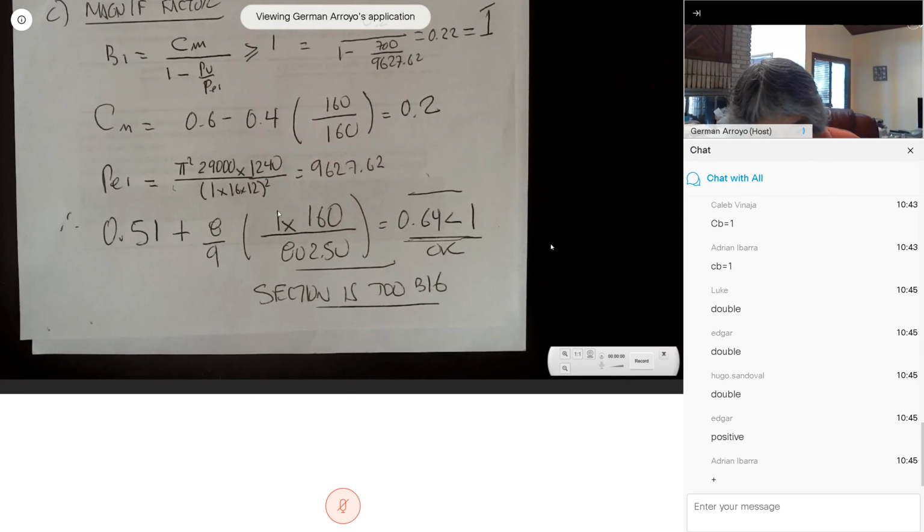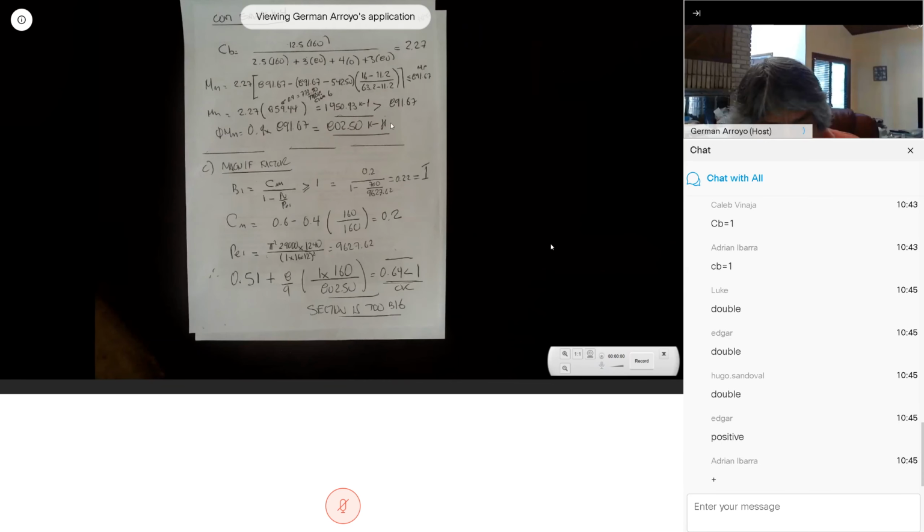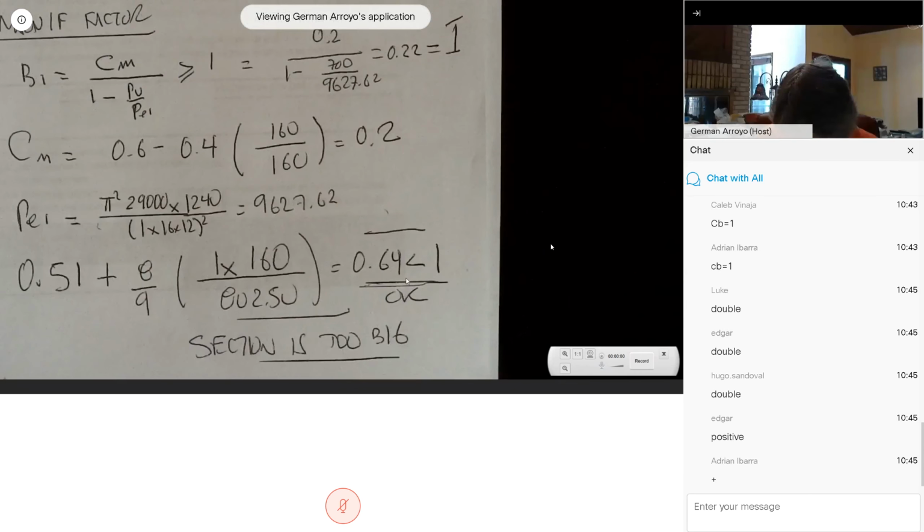Magnification factor one times Mu over phi Mn, that we computed here, gave me 0.69, which is smaller than one. So like I said before, the section is too big, but they just wanted you to check this. Any question about this problem?